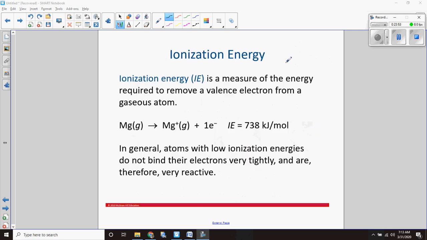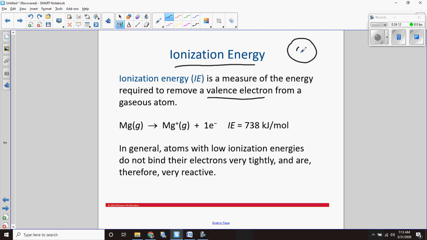It's kind of a general trend. Okay, so metals are things that like to lose electrons. And a term we're going to talk about right now, which is known as ionization energy, is literally a measure of the energy required to remove an electron. Remove not just any electron, but remove a valence electron from an atom.